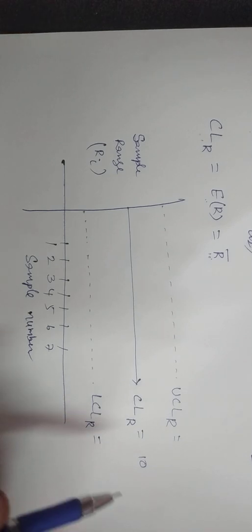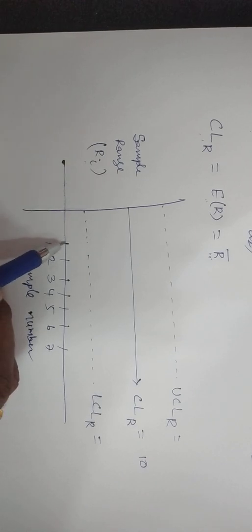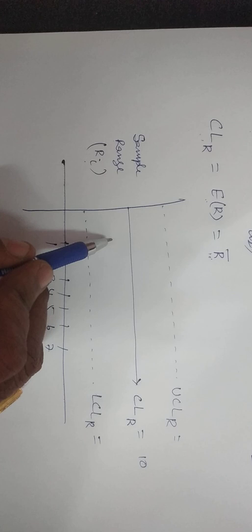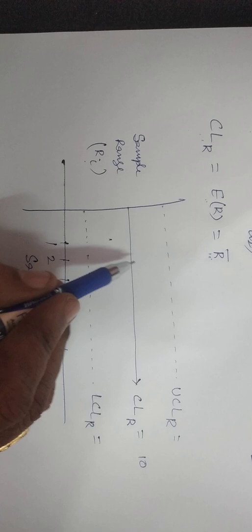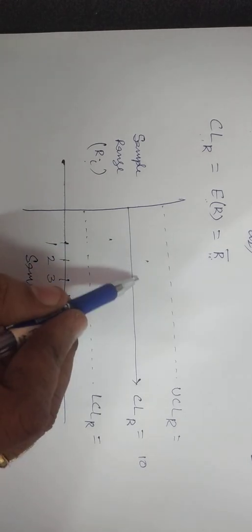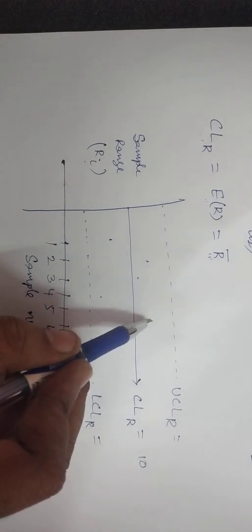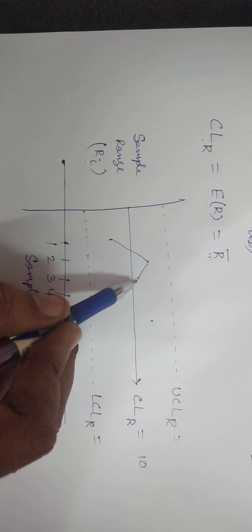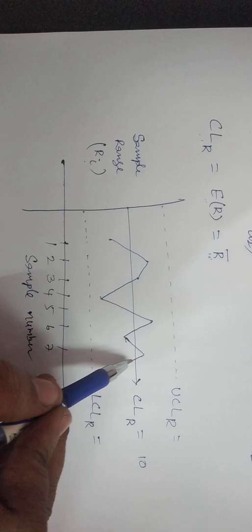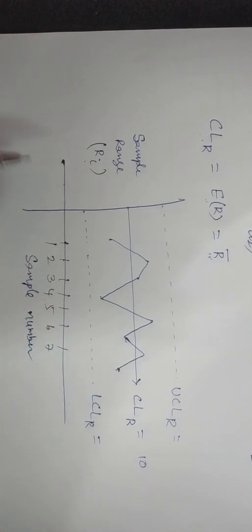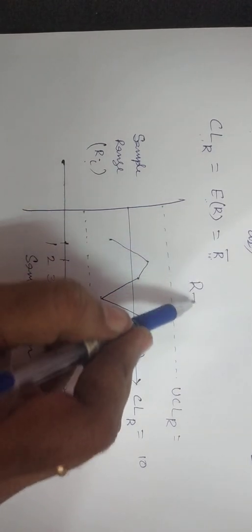With the help of this, we have to draw one after another the ranges corresponding to the first sample number. The range is somewhere here. For example, R2 corresponding to the second sample, somewhere here. R3 somewhere here, R4 somewhere here, etc. Now we join those points respectively, and then you get a constructed control chart of R. This is one such manner in which we construct the R chart. It is named the R chart.